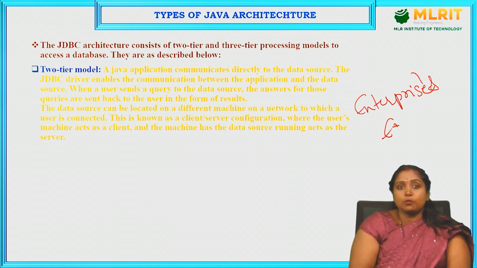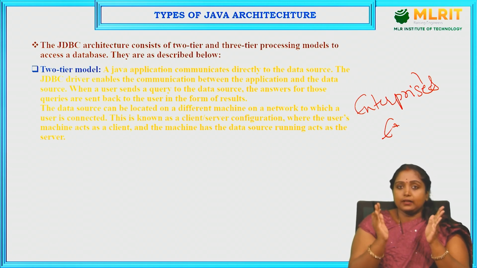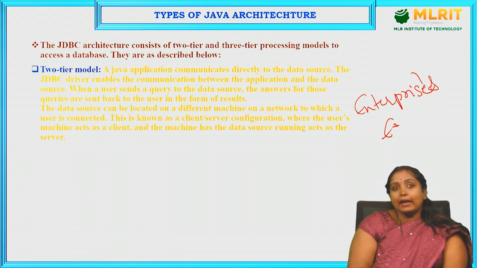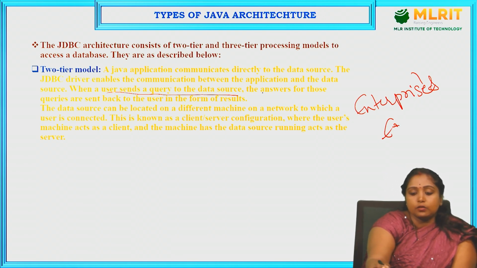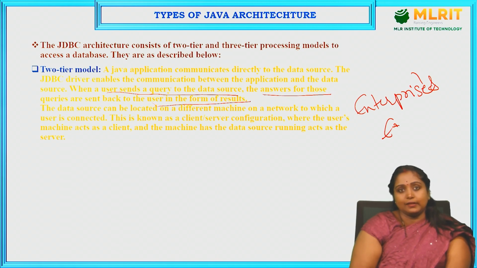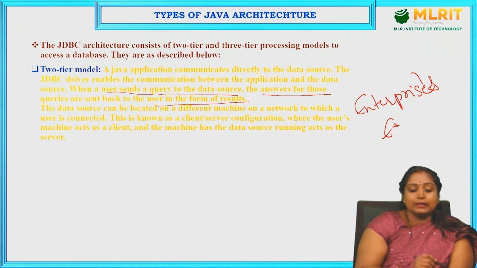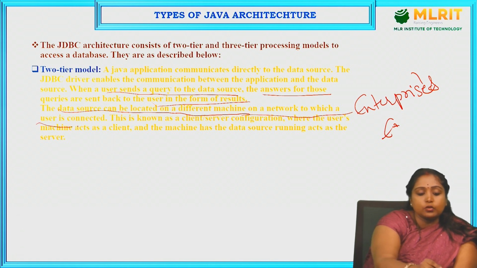So what is the 2-tier model? A Java application that communicates directly to the data source. The JDBC driver enables communication between the application and the data source. So a direct connection between the application and the data source is the 2-tier model. When the user sends a query to the data source, the answers to those queries are sent back to the user in the form of results. And the data source is located on a different machine on a network to which the user has to be connected.